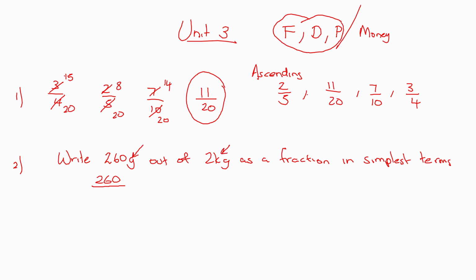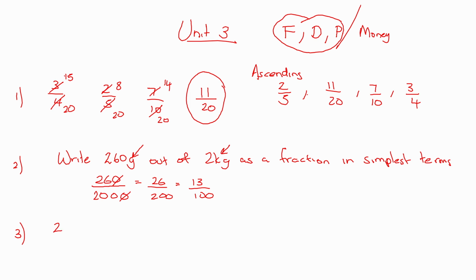Okay, so 2 kilograms is 2,000 grams, right? And then in terms of simplifying, we could divide the top and bottom by 10, so we're left with 26 out of 200. Then you might go, oh look, they're both even numbers, let's half them. Half of 26 and half of 200. 13 is a prime number, so there's nothing that will go into 13 other than 1 and 13, so we can stop there.